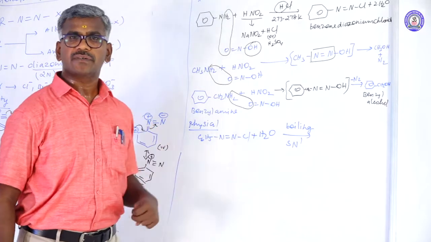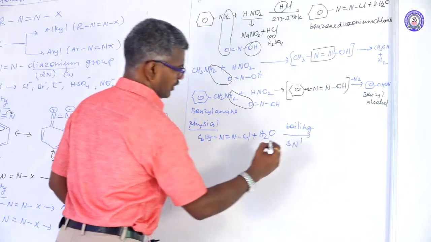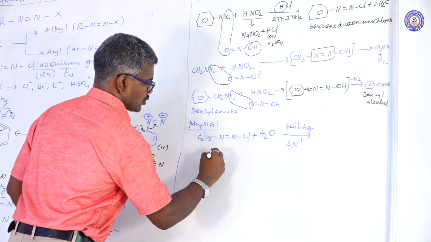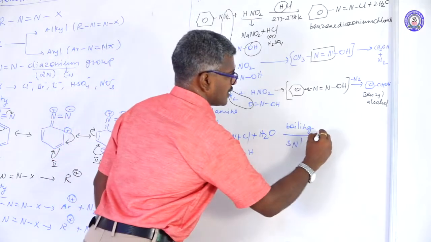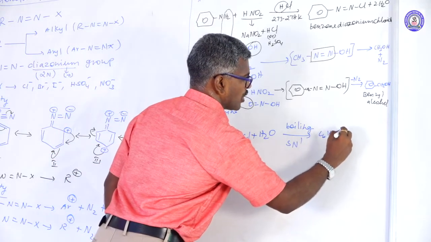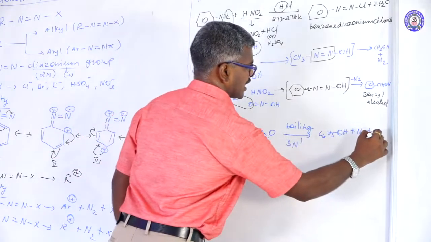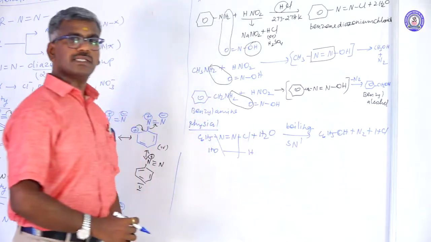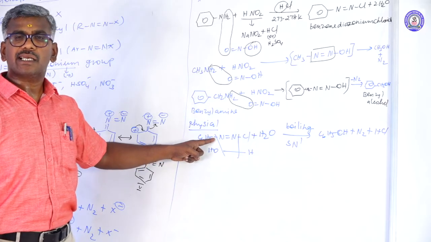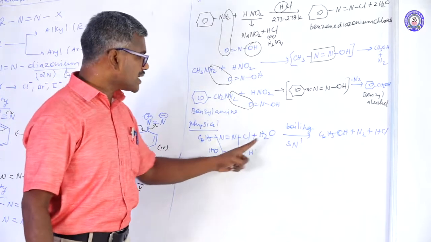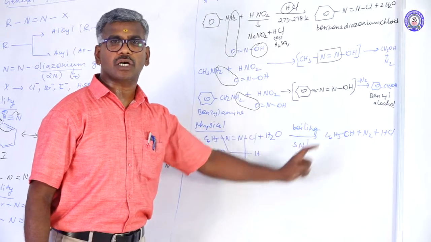There are two steps. First step, formation of carbocation, then reaction with HOH to give C6H5OH plus N2 plus HCl. This method is for the preparation of phenol from benzene diazonium chloride, a colorless crystalline solid readily soluble in water, forming phenol. This is an aromatic alcohol.